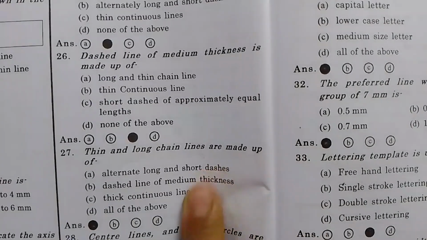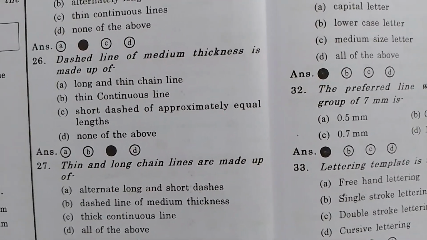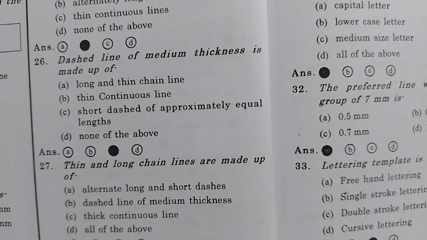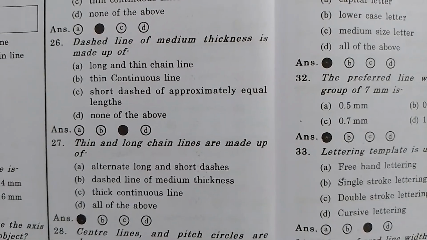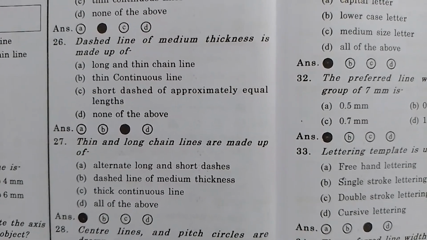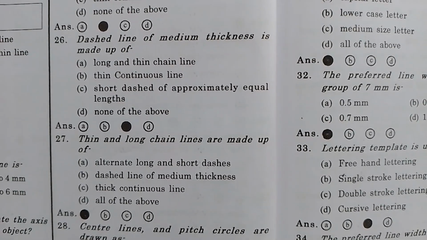Dash line of medium thickness is made up of medium thickness, long and thin chain, thin continuous, short dash of approximately equal lengths, none of the above. So it is thin continuous line. Thin continuous line.